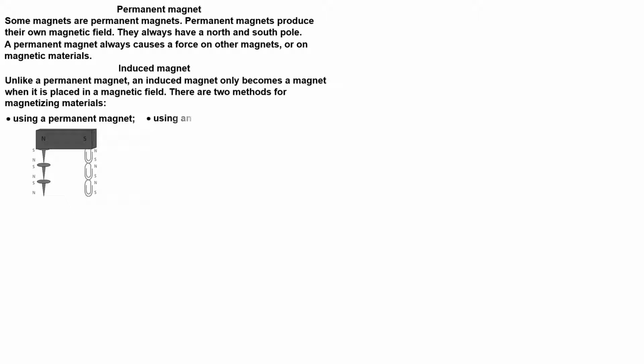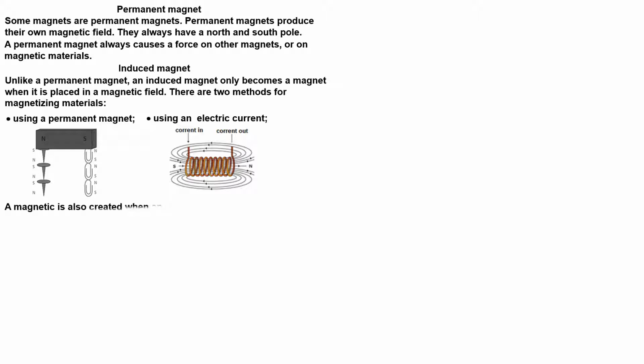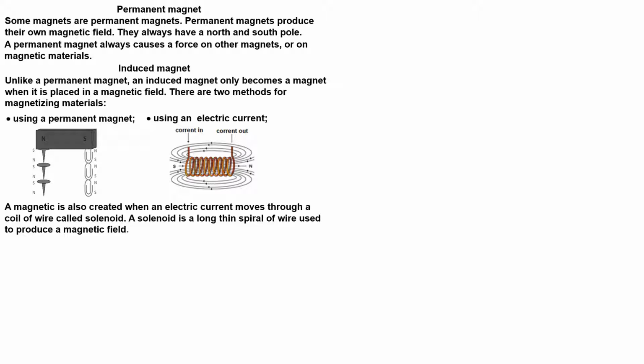Using an electric current, a magnetic field is created when an electric current moves through a coil of wire called a solenoid. A solenoid is a long, thin spiral of wire used to produce a magnetic field.